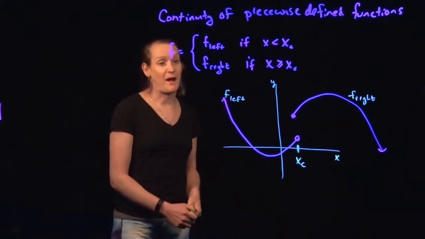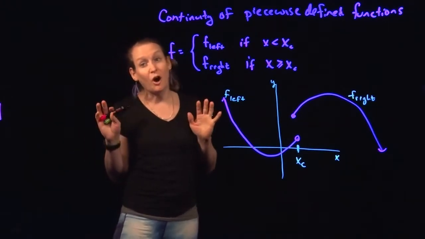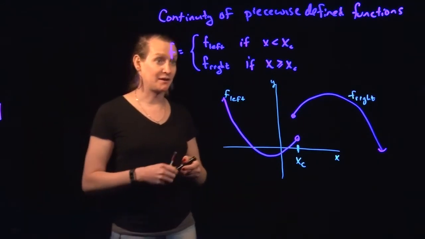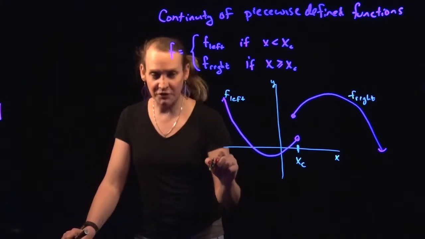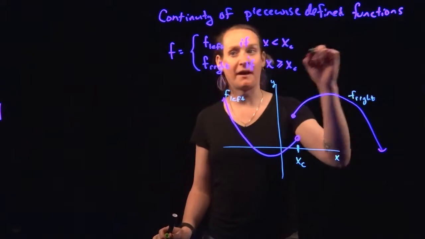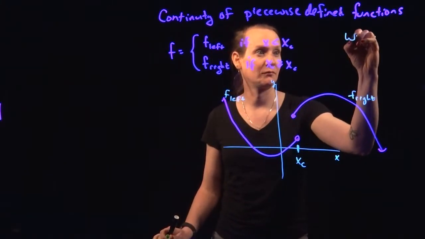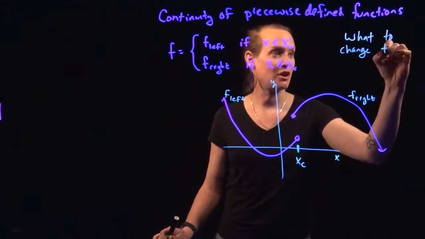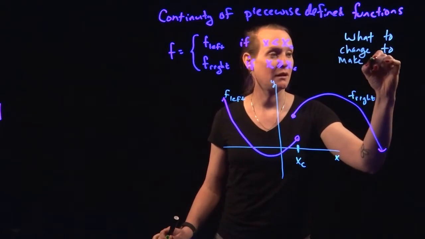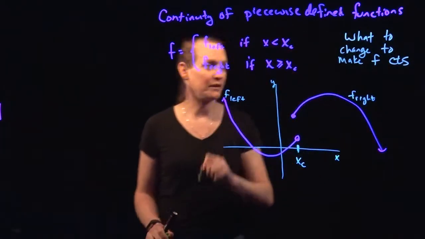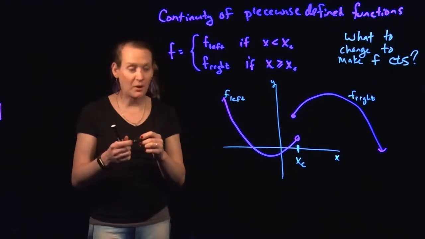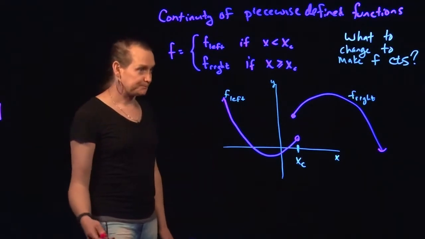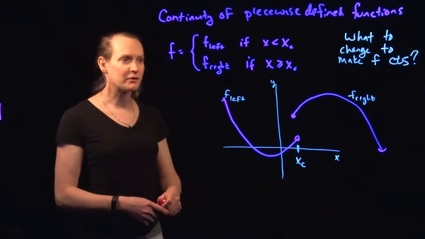And what I want to think about with you is, is there a way that I could change f and make it continuous? So what do I need to change in order to make f continuous? What do I change to make f continuous? I like writing CTS, it's way easier than writing the whole word continuous. Okay. So what do I change to make f continuous?